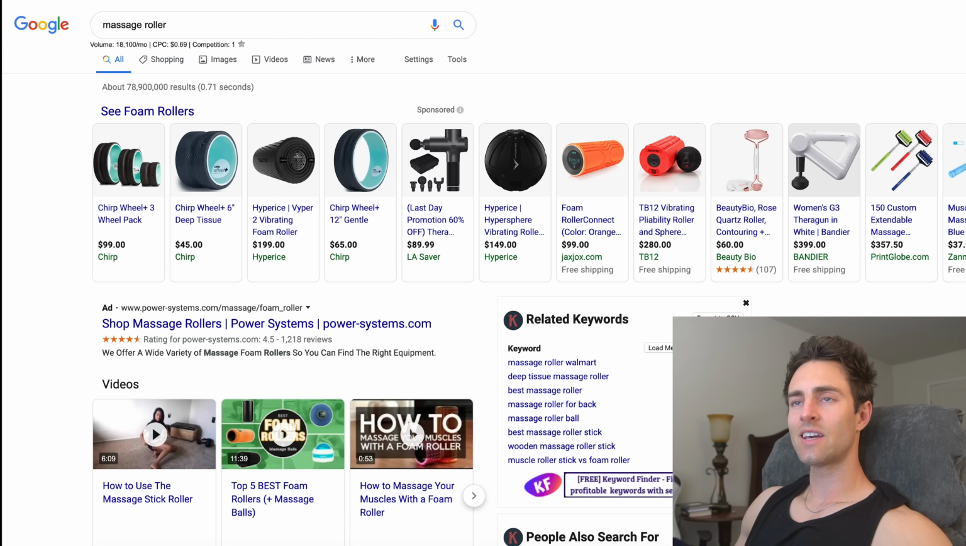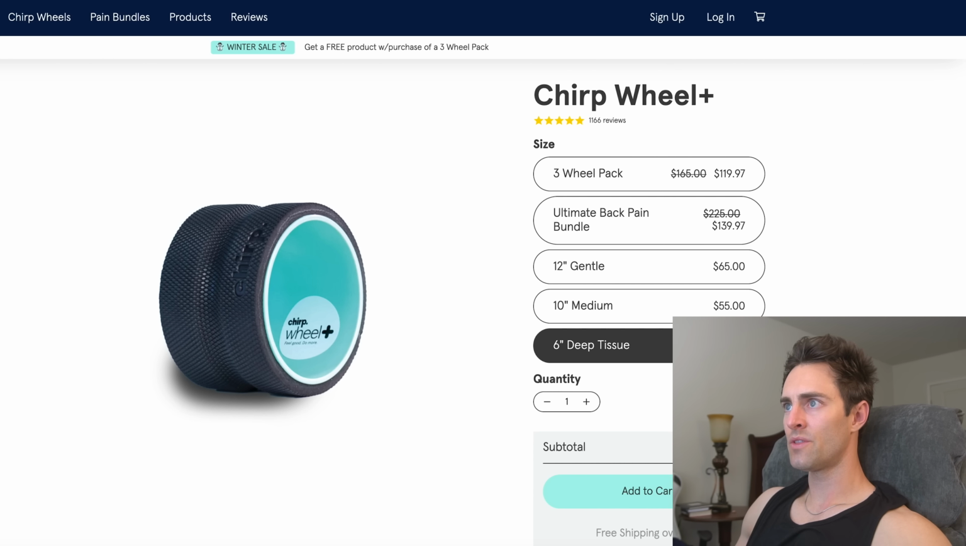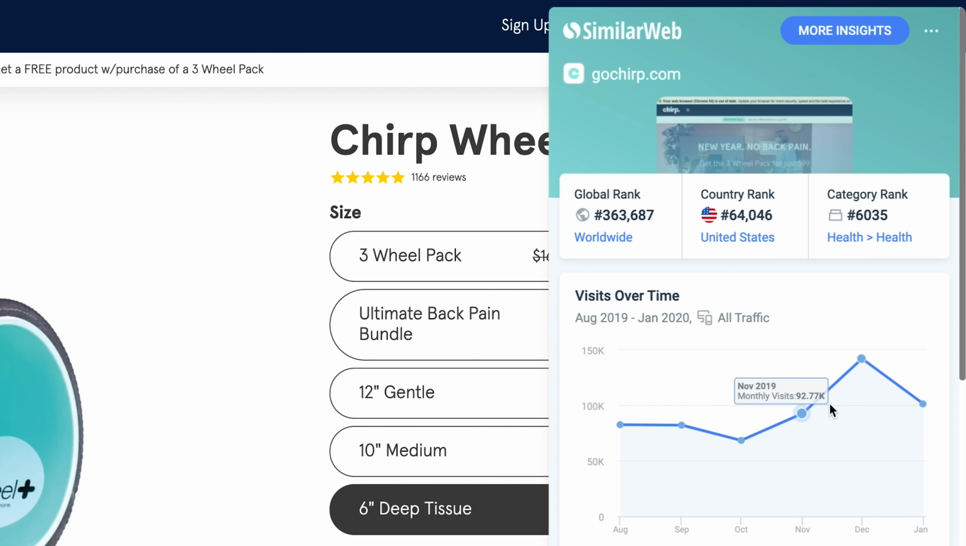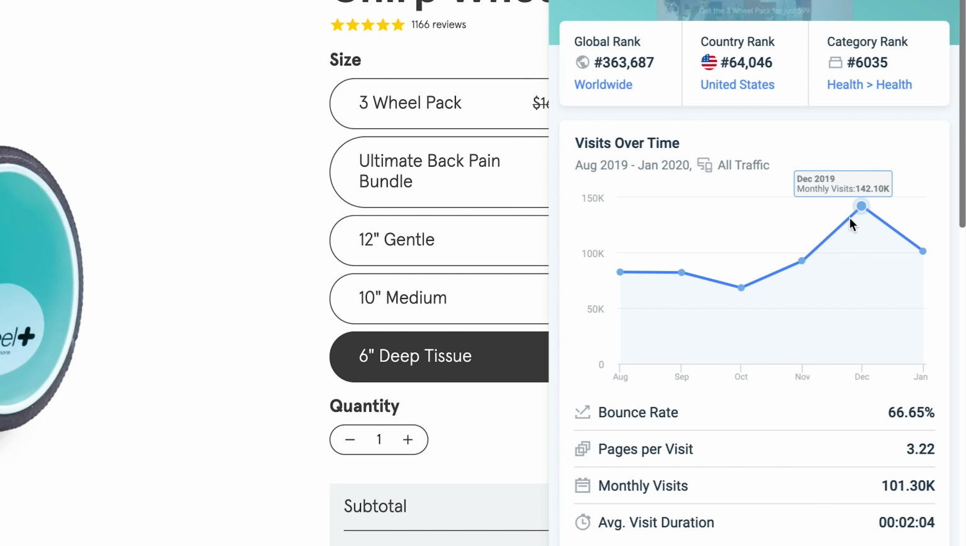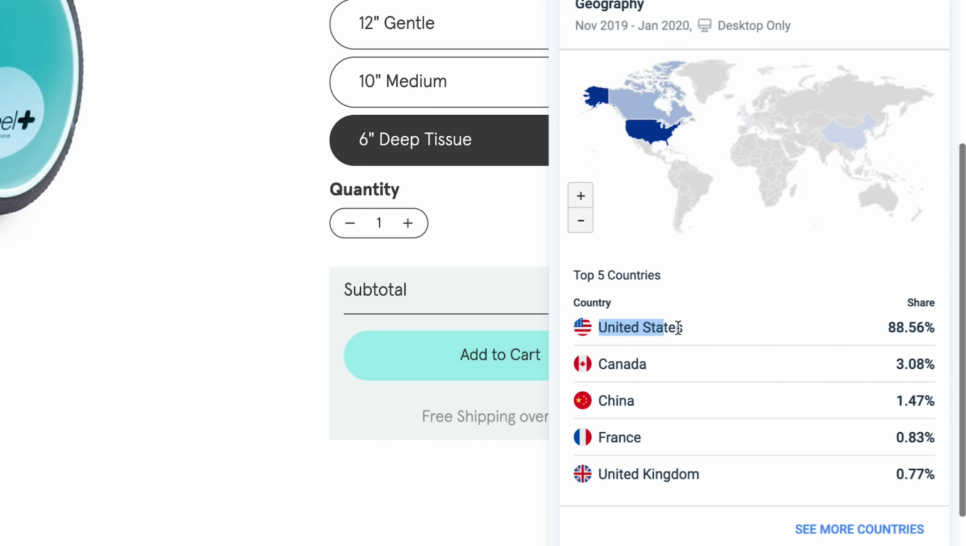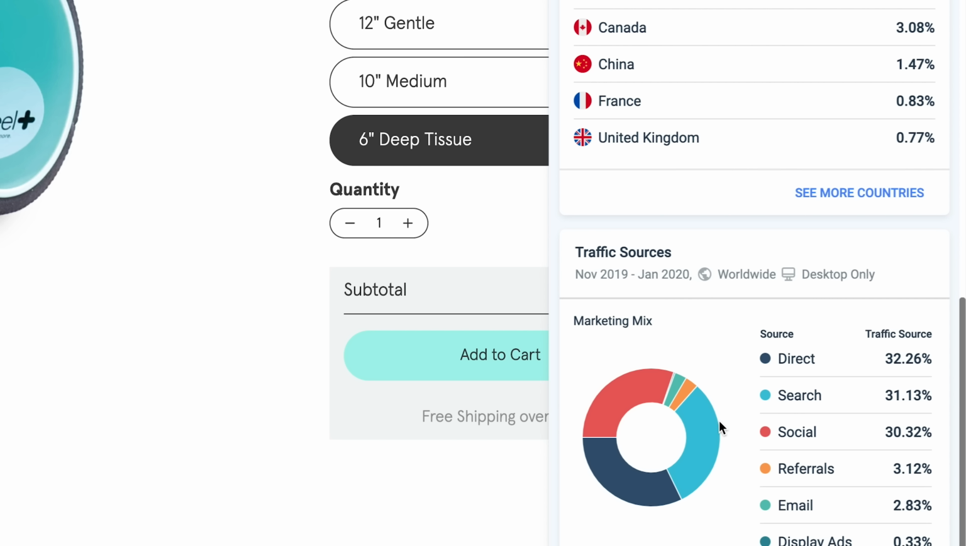So if I actually click into their website, one thing I thought was interesting is if I analyze their traffic with SimilarWeb, it's another Chrome extension, I can see that they're getting about 100,000 visitors a month to their website. That's a lot. That's really, really good. And if I keep scrolling down, I can see it's mainly from the US. Great, but also I see that there's a lot of search traffic.